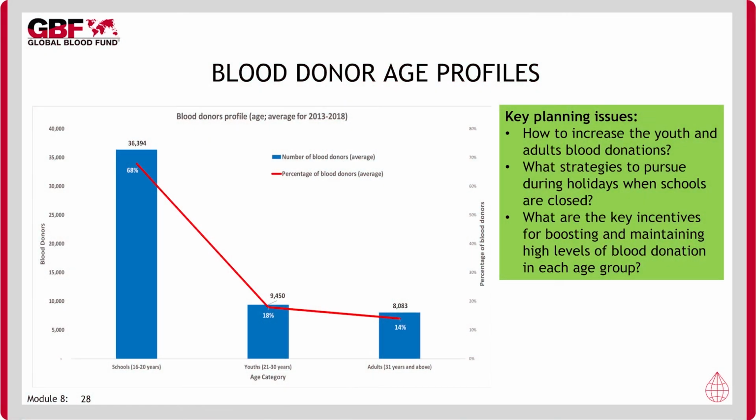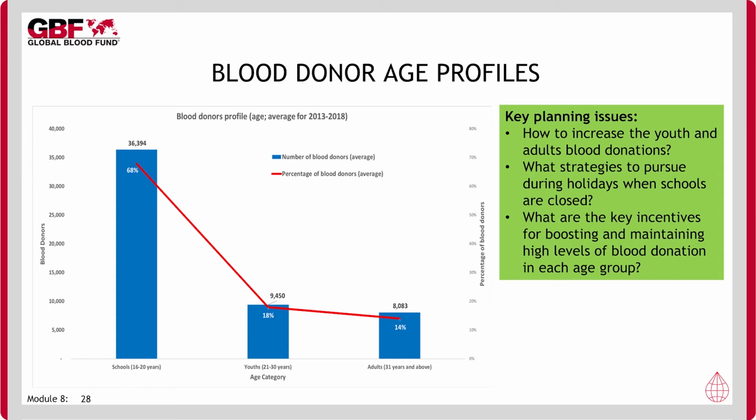To illustrate our discussion, let's look at the age profile of Zimbabwe donors based on an internal analysis report. The figure provides details about the average distribution of the blood donors over the period 2013 to 2018. There are a number of key planning questions that emerge.